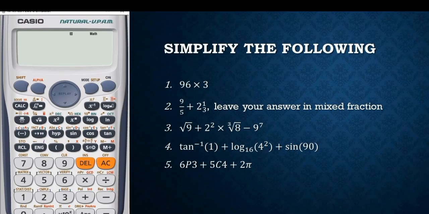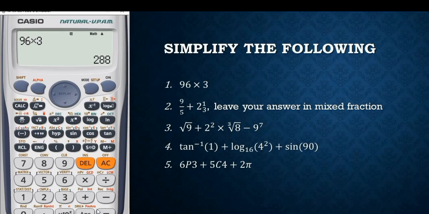For our first question, we have 96 times 3. What we have to do is input 96 times 3, then we subsequently tap on our equal to sign. So 96 times 3, then equal to, as easy as that.